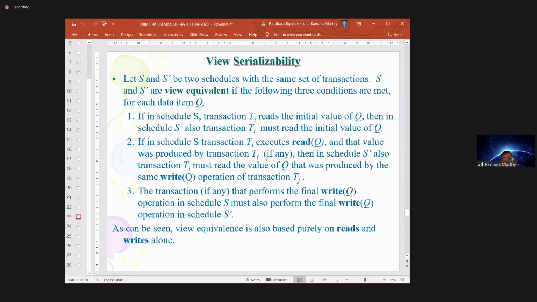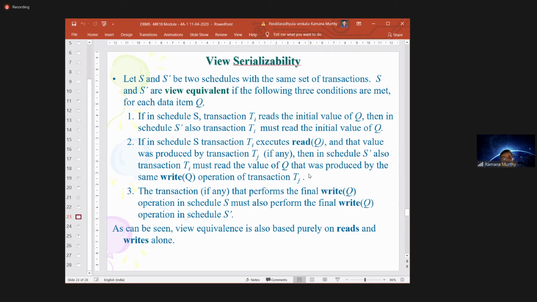ఒక సీక్వెన్స్ లో క్లియర్, ఒక ట్రాన్సాక్షన్ మోడిఫై చేసిన వాల్యూ అదర్ ట్రాన్సాక్షన్ రీడ్ చేస్తూ ఉంటే ఎస్ బార్ లో కూడా అదే ట్రాన్సాక్షన్ మోడిఫై చేయాలి. మోడిఫై చేసిన తర్వాత అదర్ ట్రాన్సాక్షన్ ఆ వాల్యూని రీడ్ చేయాలి. ఓకే. సో వాట్ ఇట్ మీనింగ్ ఇన్ ద షెడ్యూల్ ఎస్ బార్ ఆల్సో transaction TI must read the value of Q that was produced by the same write operation in the TJ.